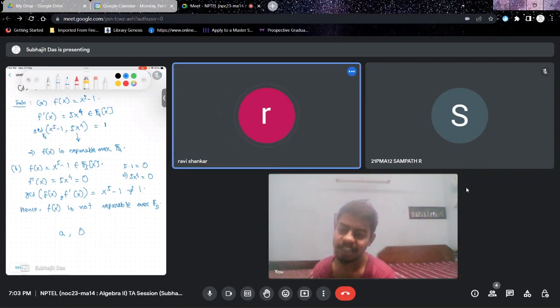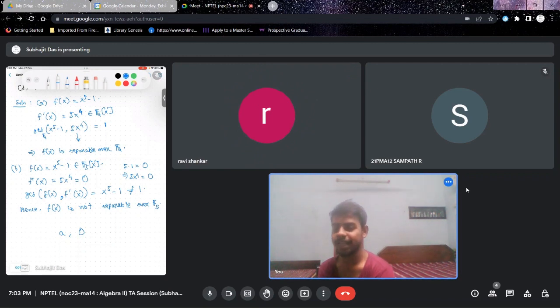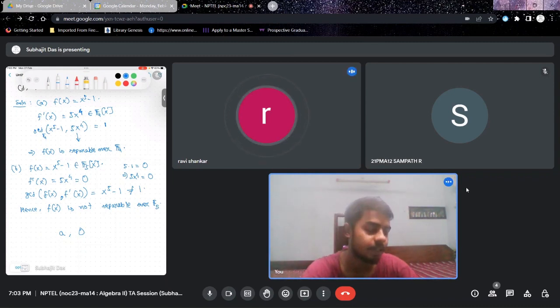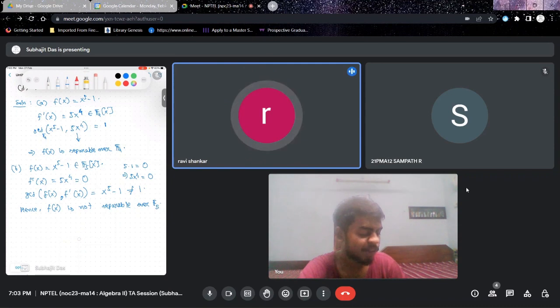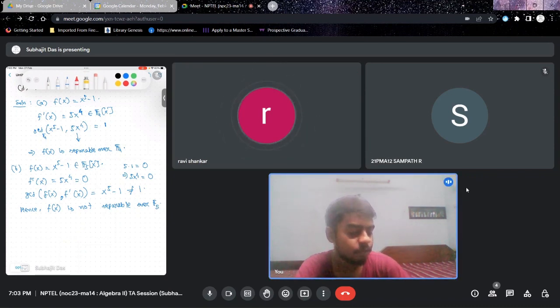Which means that A has to be the greatest common divisor, right? A has to be equal to D. Isn't it? The greatest common divisor of one element and 0 has to be the non-zero element, right? Yes, sir. Alternatively, you can do this like this.